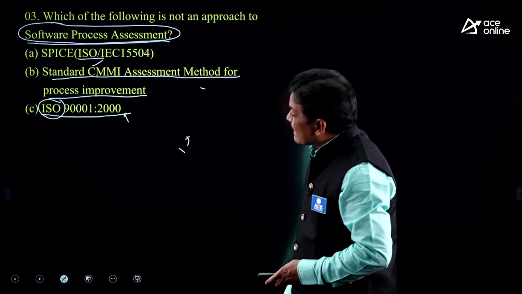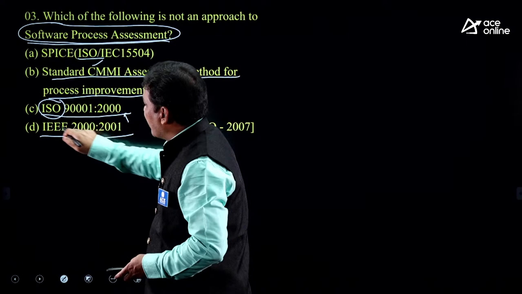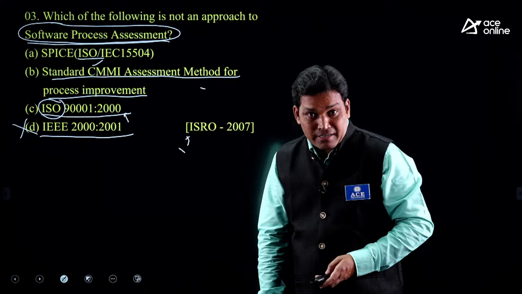The question is, which of the following is not an approach to software process assessment? IEEE 2000-2001 is not a software process assessment standard. So the answer is D here.